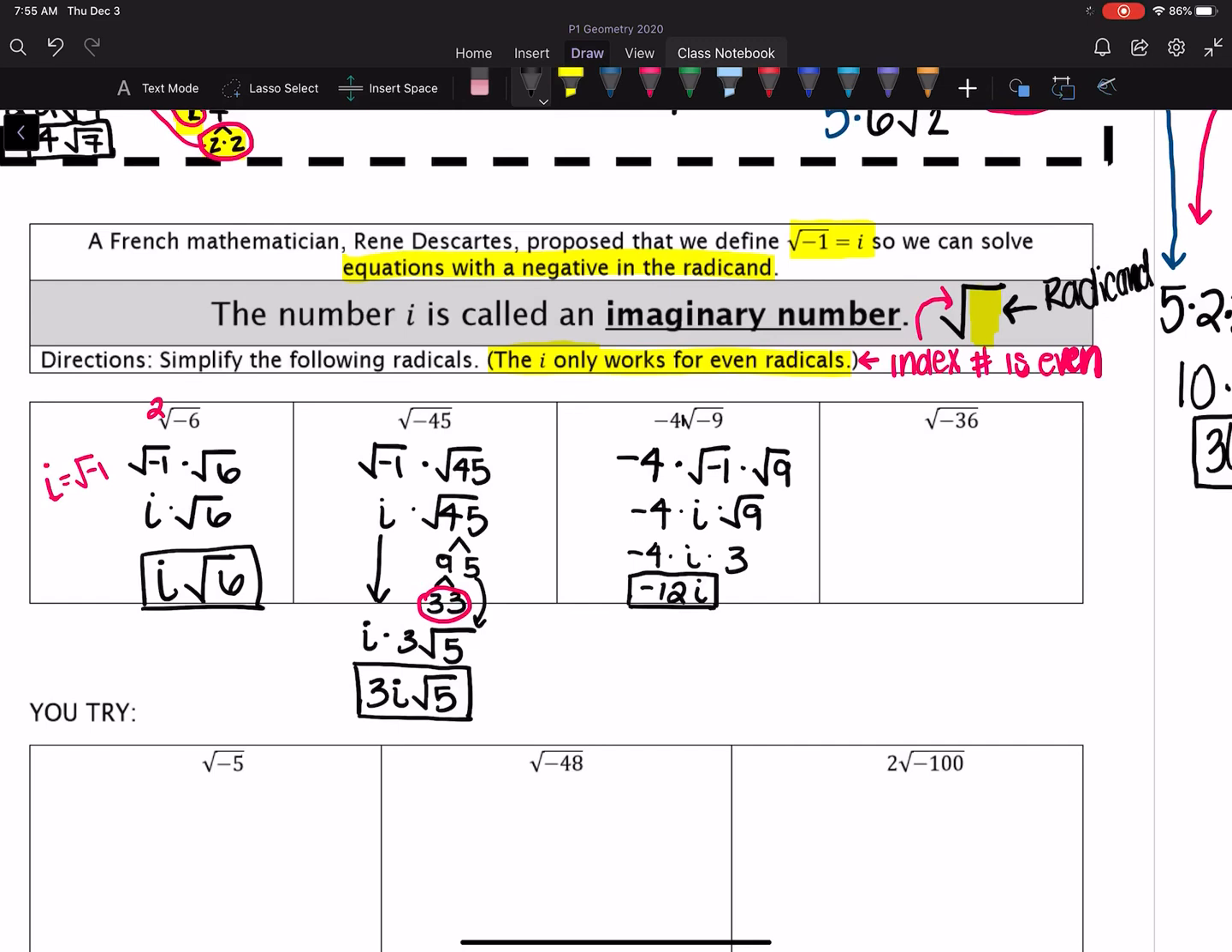Then my very last example has a perfect square here. Again, we're going to rewrite it as the square root of negative 1 times the square root of 36. I'm still substituting in i, times the square root of 36. And again, I know 36 simplifies to 6. We always want to rewrite this in a more simplified, prettier manner. So I don't want to keep it as i times 6. I want to rewrite it as 6i.